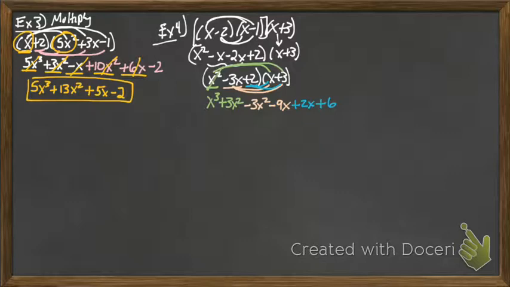So we now just have to go ahead and add up all the like terms. Let's see if we have anything to add to the x cubed. Nope. So I'm just going to copy down x cubed.